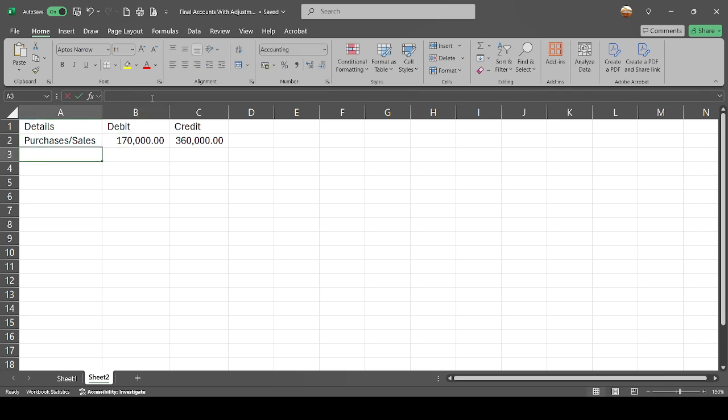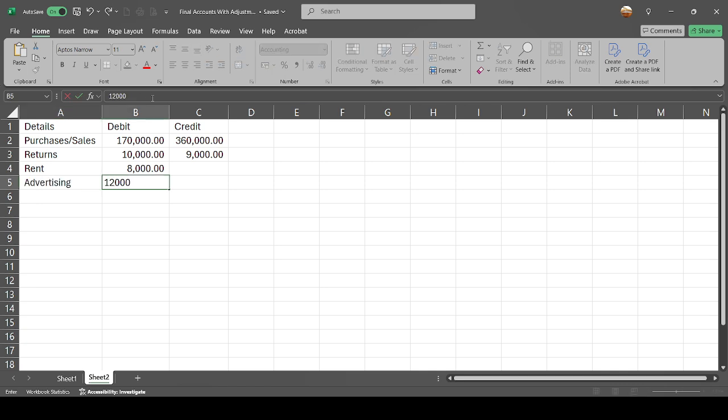Then we have returns, and these returns we have 10,000 on the debit side and on the credit side we have 9,000. Then we have rent, and rent is on the debit side 8,000. Then we have advertising, and advertising, the figure there is 12,000. Then after advertising of 12,000 we have commission, and it's a credit of 4,500.